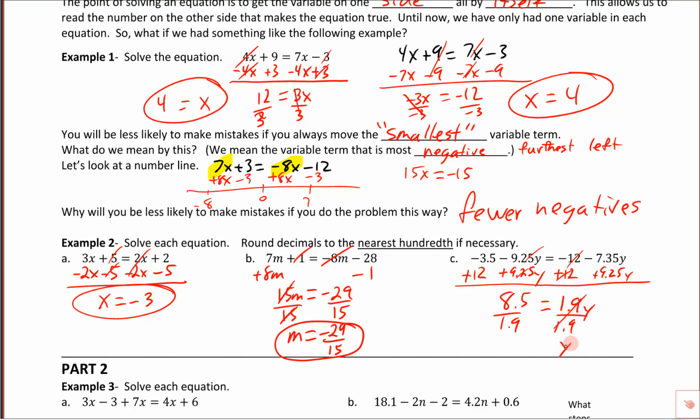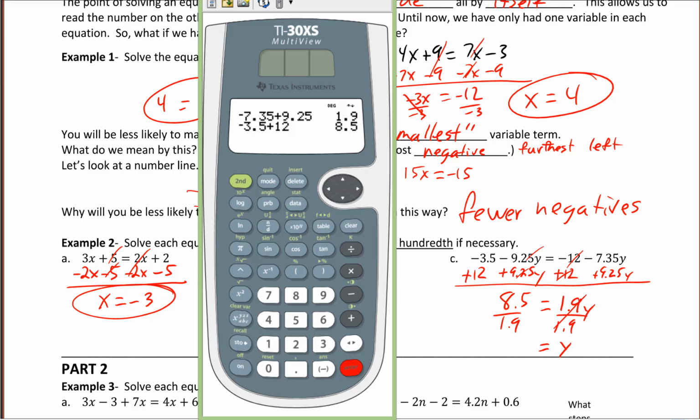Those are going to cancel. We get y equals, and then definitely a calculator problem here. Let's check and see what we've got. Now notice 8.5 is the last answer. So one thing that I can do that will save me a little bit is I can just hit divide. It's going to take that last answer of 8.5 and we're going to divide it by 1.9. So we'll hit enter on this one and let's see what we get.